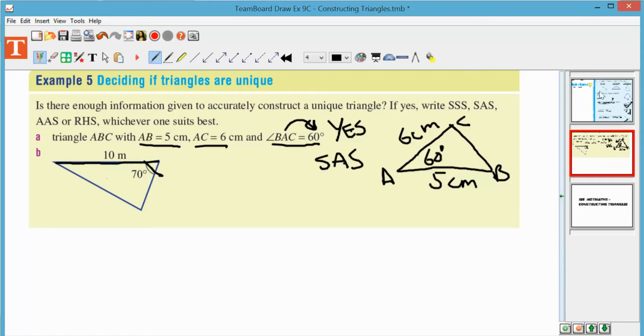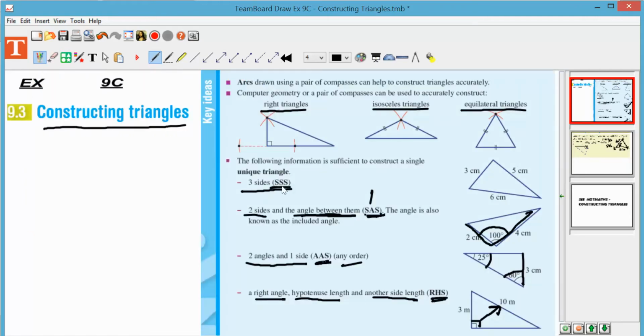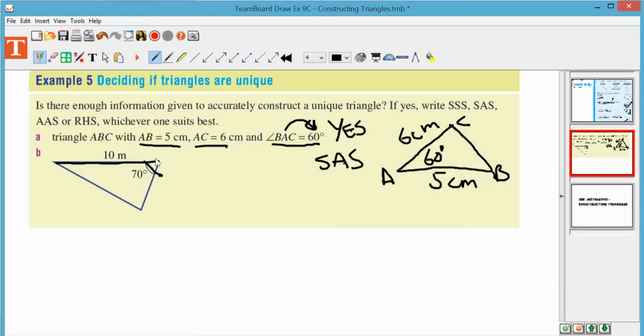Okay, now if we go back to a lot of these, what do we need? We need three things there, three things there, three things there, three things there. How much information do we have here? We've got one side length and one angle. We've only got two things. So that is a no. We do not have enough information to accurately construct a unique triangle.